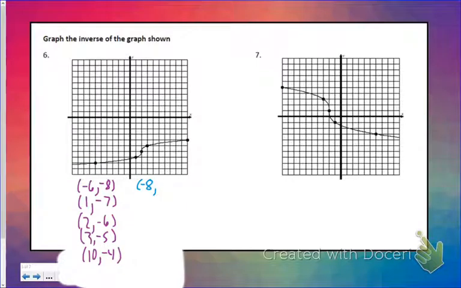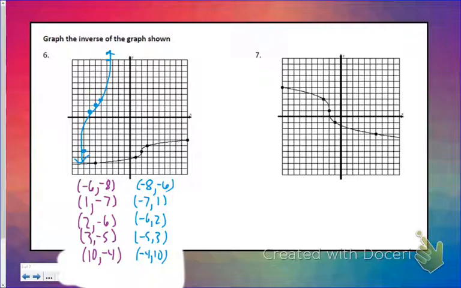So this is now -8, -6. Again, I'm not changing any of my positives or negatives. I'm just switching the x and the y. So there's -8, -6, -7, 1, -6, 2, -5, 3, and -4, 10. Connect your dots, and there's your inverse.